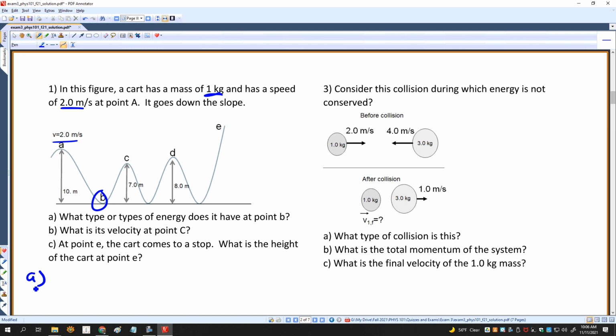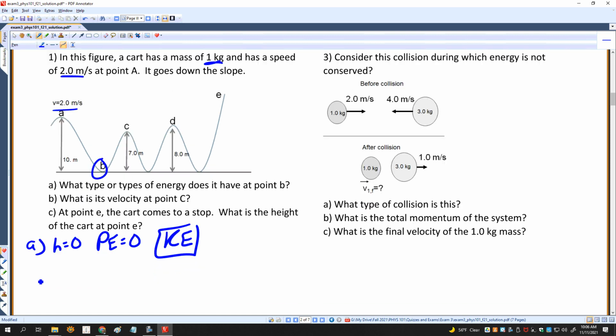At point B, because the height equals 0, it has no potential energy. So the only energy that it has is kinetic energy. So kinetic energy is the right answer. For part B, what is the velocity at point C? That is, I want to know here.